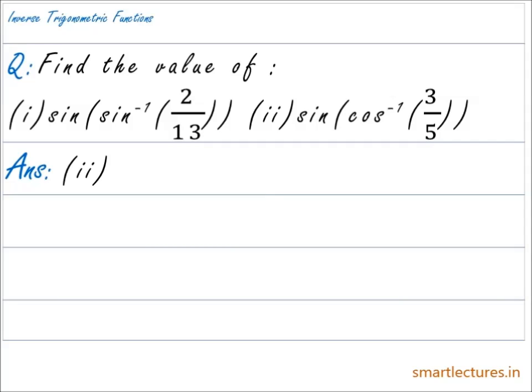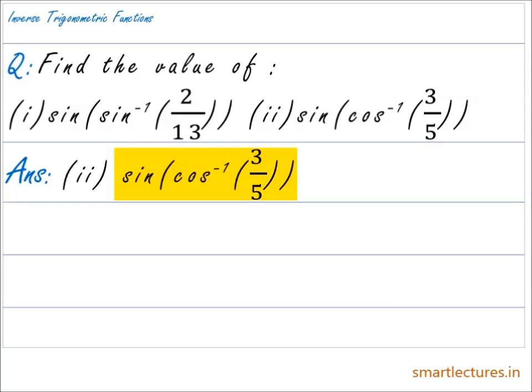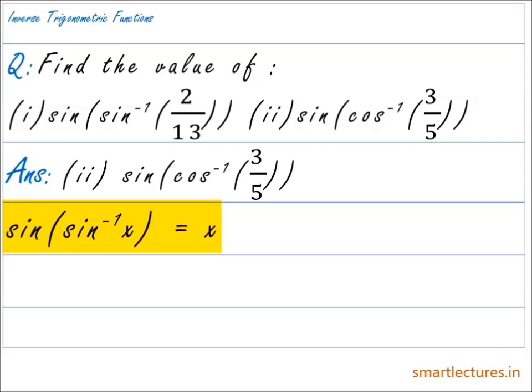Now let's solve the second part, which is sine of cos inverse 3 upon 5. As per the properties of inverse functions, the sine of sine inverse x is equal to x. But here in the question, we have sine of cos inverse 3 upon 5. So first we shall have to change the angle representation of cos inverse 3 upon 5 into an angle representation of the type sine inverse x. And for that, let's draw a right angle triangle.